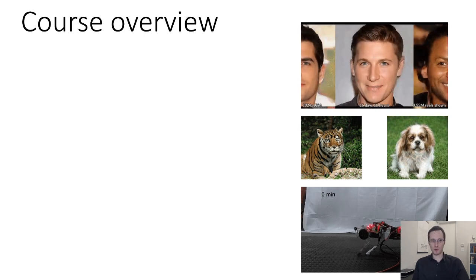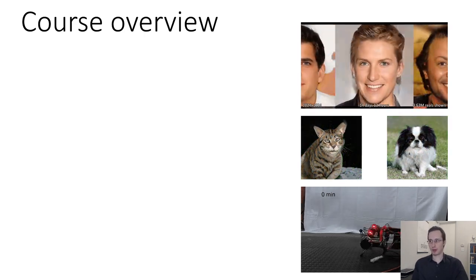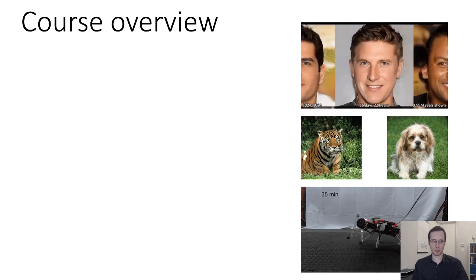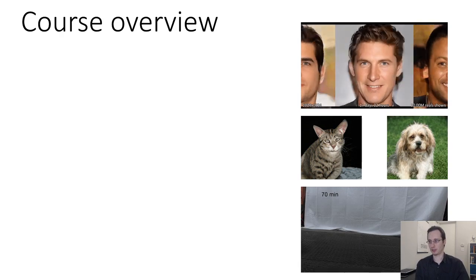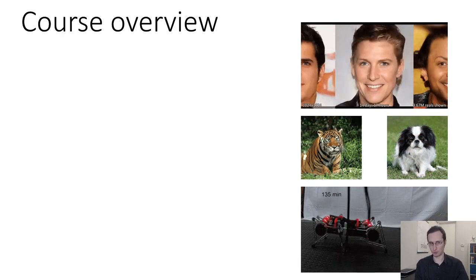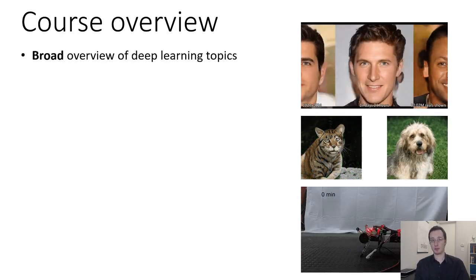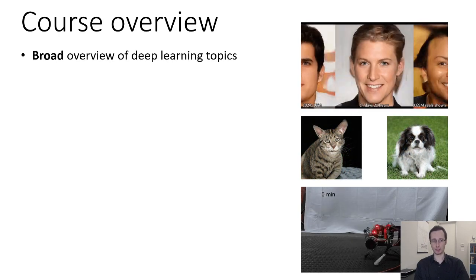So a brief overview of what we're going to talk about in this course. We will talk about GANs, we will talk about how to generate faces, how to turn tigers into cats, and how to get a robotic dog to walk. We're going to have a broad overview of deep learning topics.